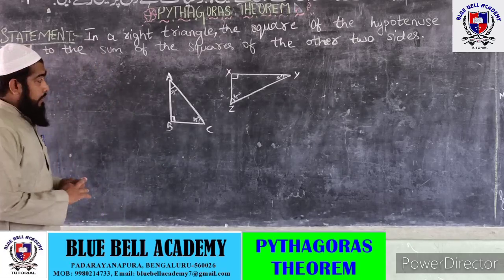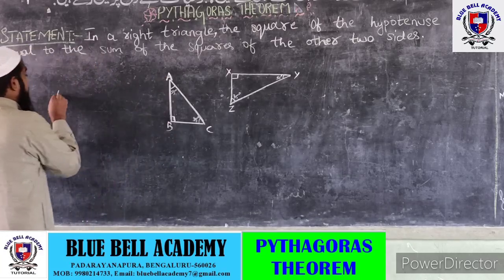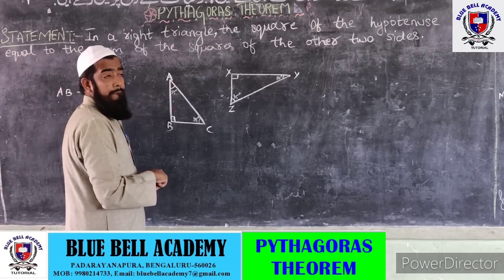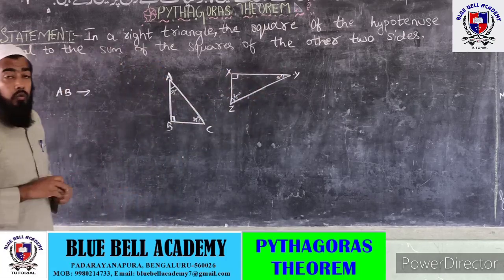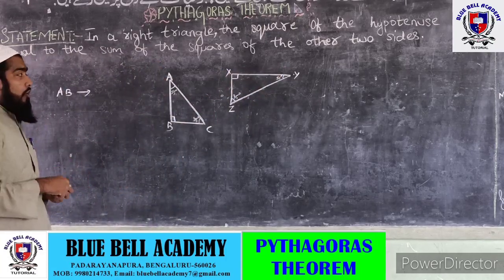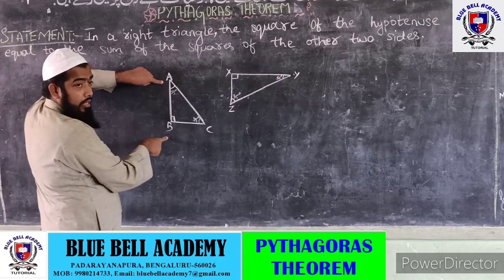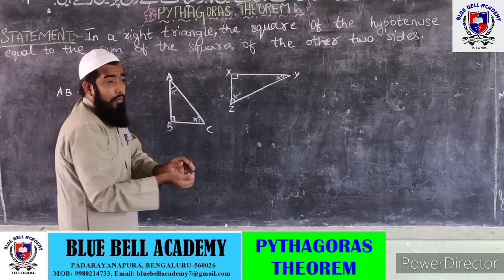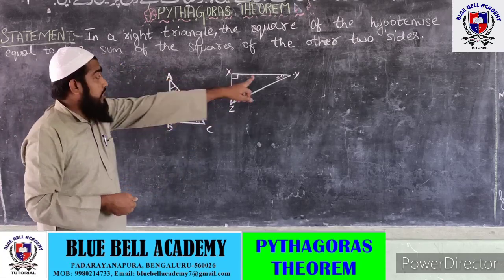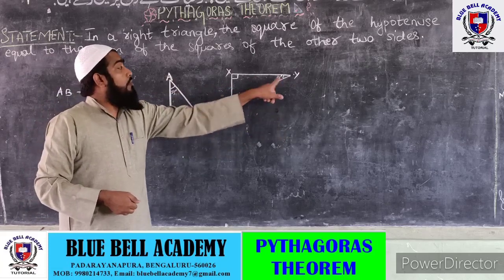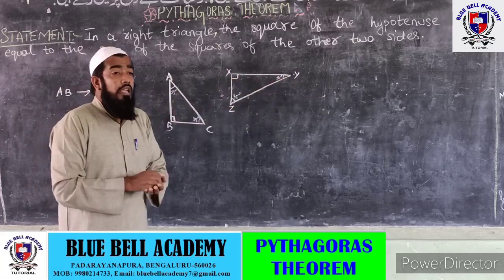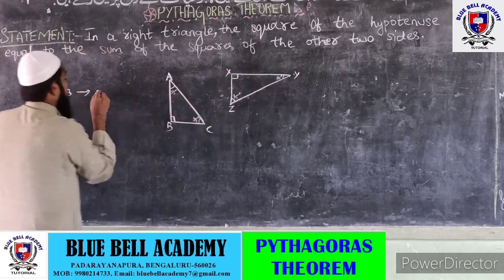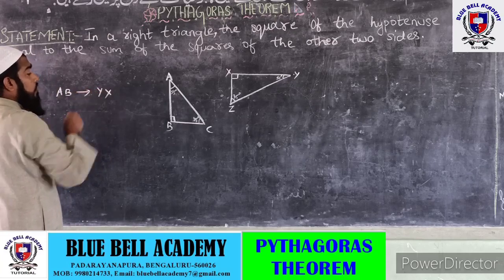So we can say side AB corresponds to side XY. Why is it so? Because this AB is between the angle 55 and 90. So you have to see which side of the XYZ triangle is between those two angles. For 55 and 90, the side is XY, or we can say YX. So AB corresponds to YX.